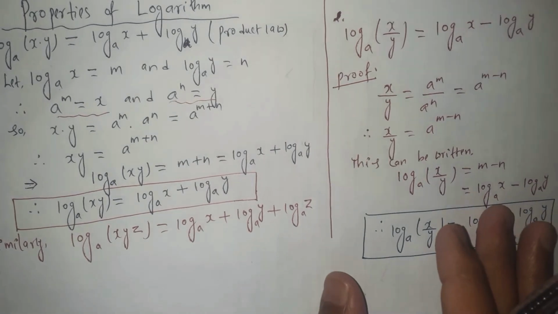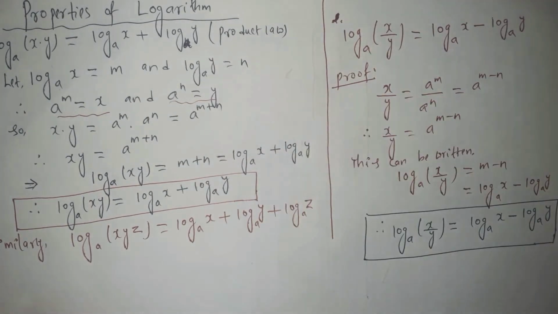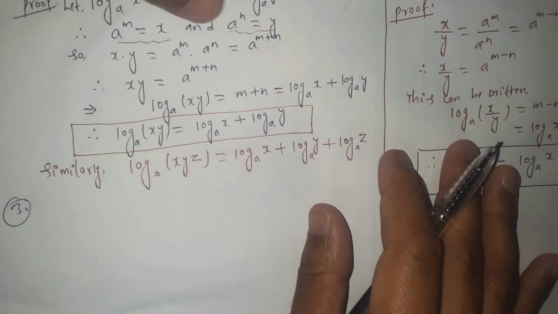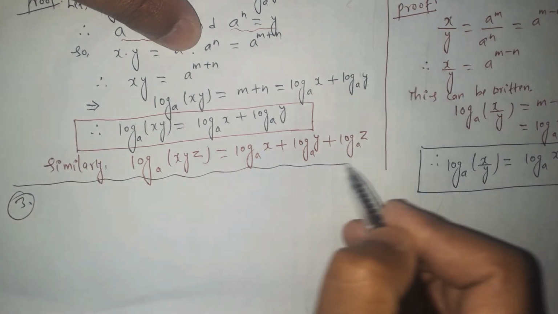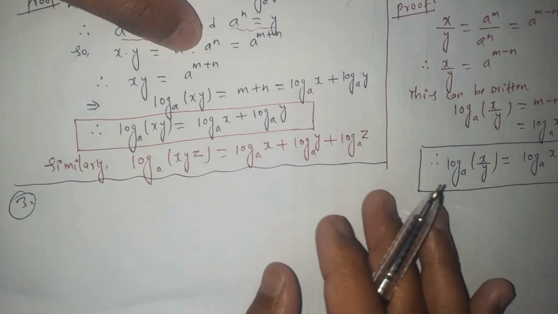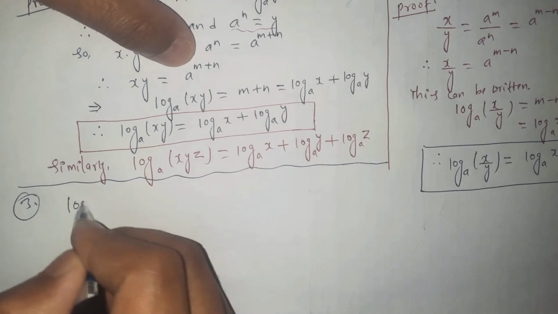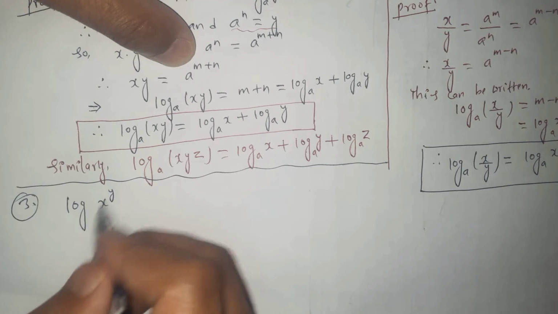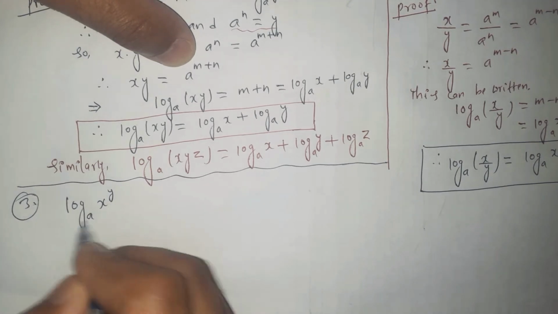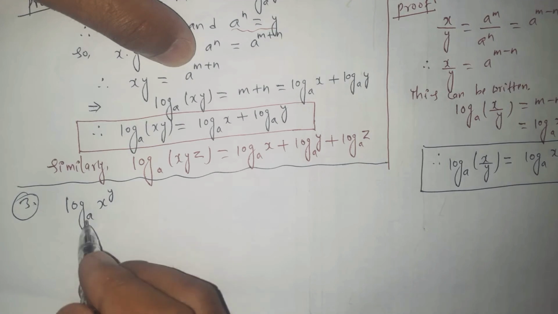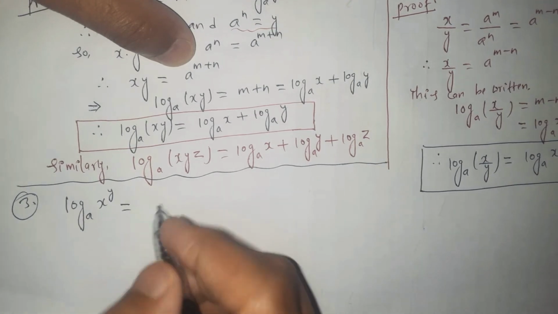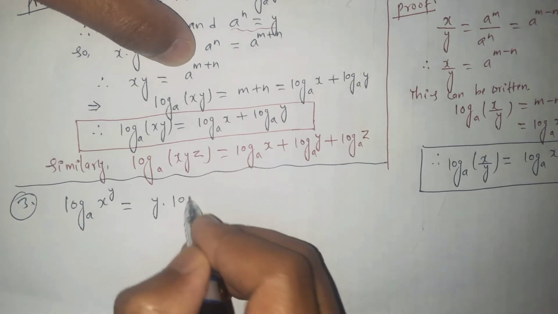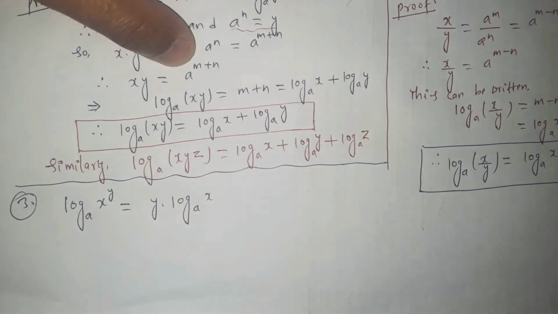Let's similarly discuss the third property. And the third property is the power law. The log of x to the power y, here the argument is raised to the power y, with base a, can be written as y times log of x with base a. The power will come in the front.